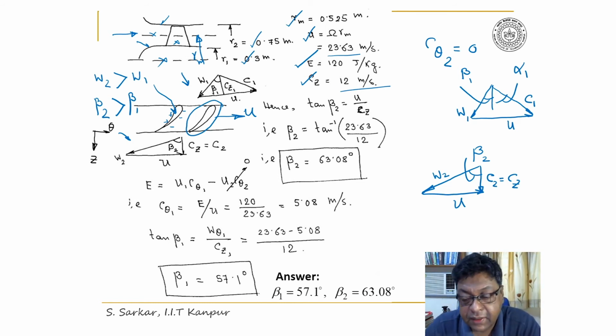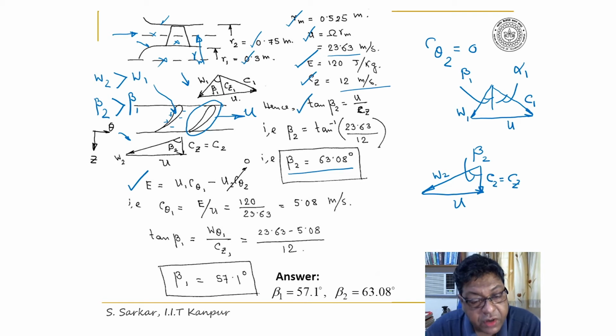Let's start simple after drawing the velocity triangle. So first I'll calculate beta 2. So tan beta 2 is equal to U by Cz. U, I know 23.63, Cz is given as 12. So beta 2 I have calculated here as 63.08.